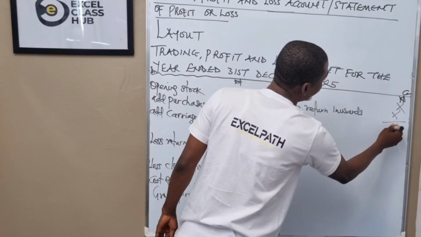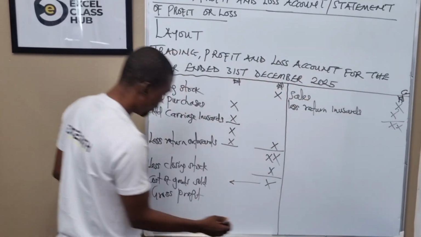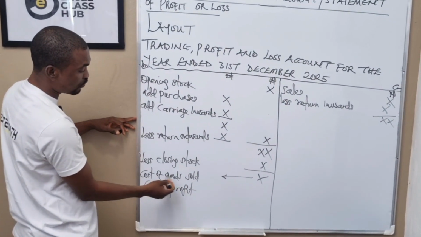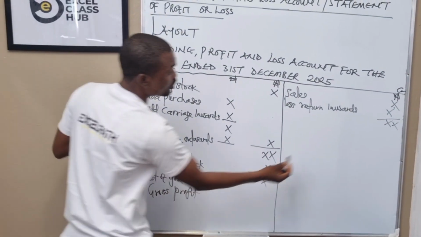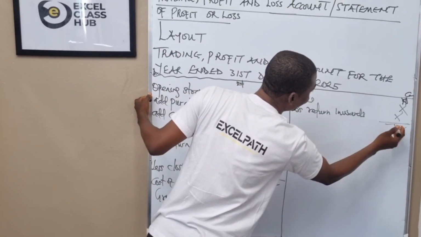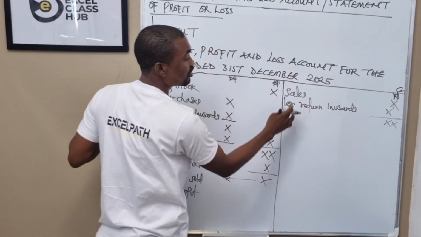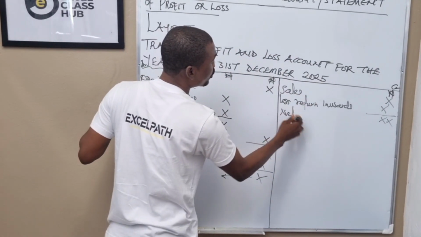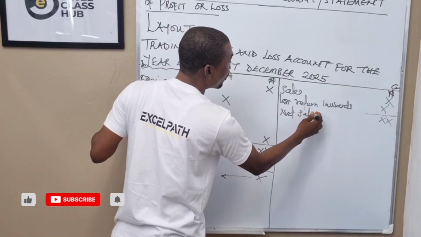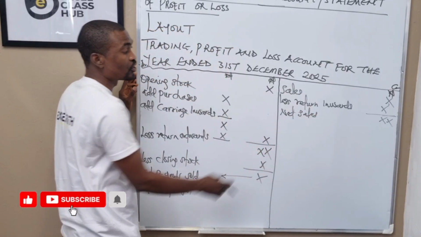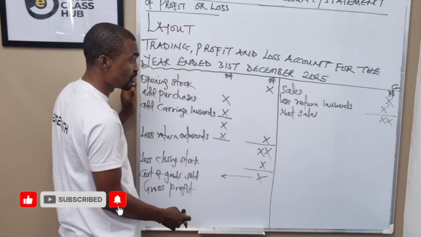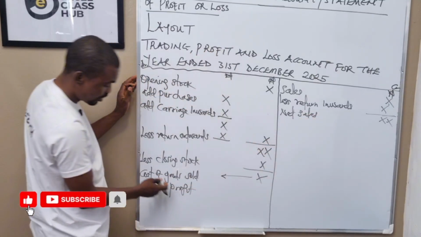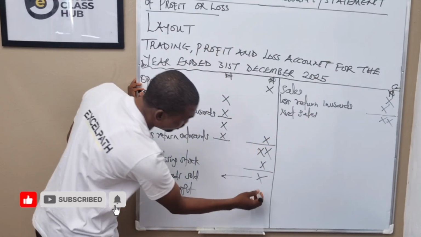Return inwards. Now you subtract your cost of goods sold. The figure, you subtract it from what? This is our net sales. Sales less return inwards is equal to net sales. But if you are not having return inwards, you just put the figure for sales. So our net sales minus cost of goods sold will now give us our gross profit.